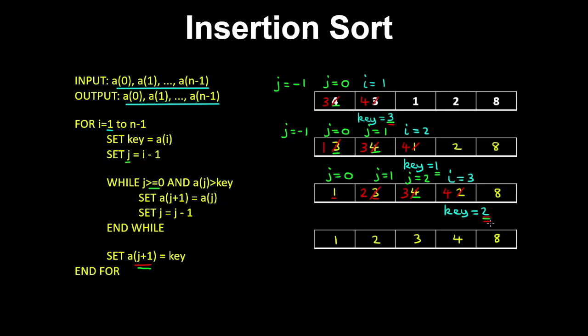So in the next iteration, i is equal to 4. The key is set to the element at index i, which is 8, and the index j is set to the index of the previous element in the array list. And j is greater than or equal to 0, but the element at index j is not greater than the key, so this loop terminates. So finally, the element at index j plus 1, being 8, is set to the key, so it's set to itself. And then the outer for loop terminates, and that's our sorted array list.